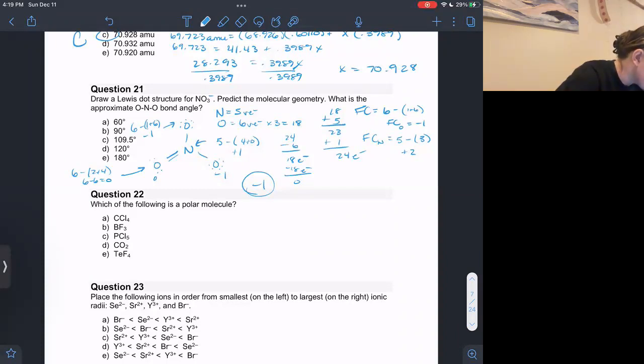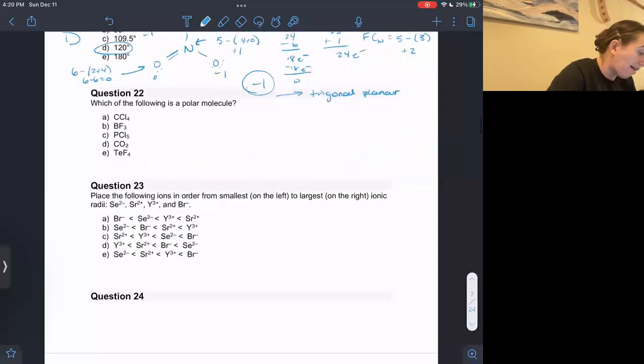Okay. So if we're looking at this, this is now a trigonal planar molecule. There's no lone pairs, so that's going to be 120 degrees. That's neat.